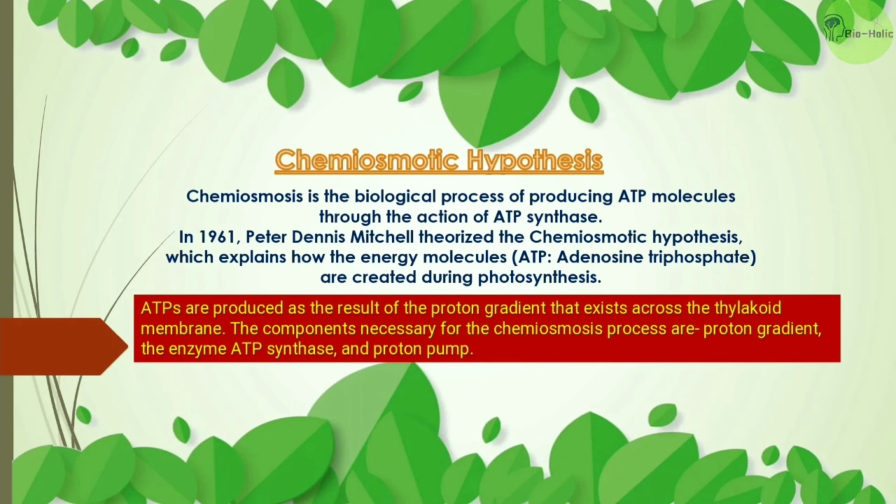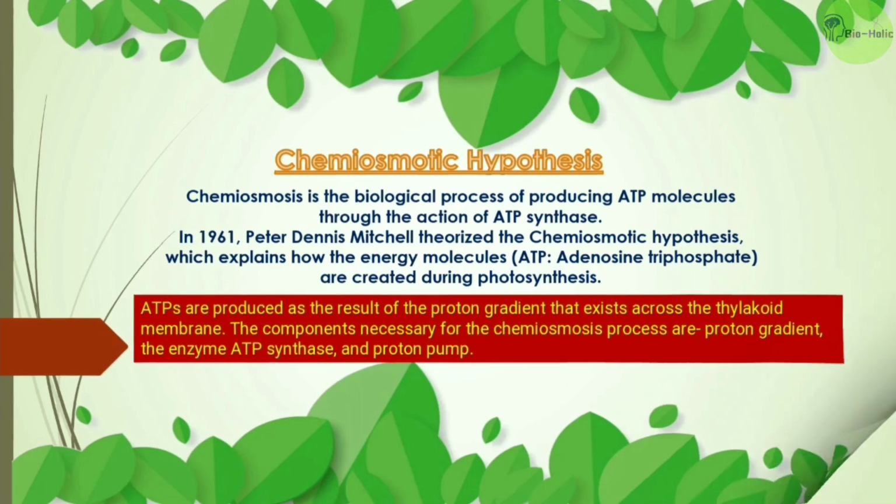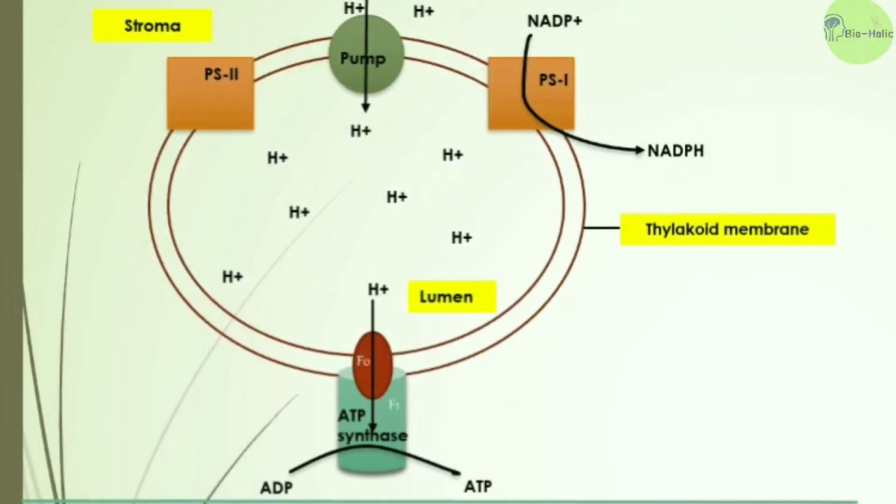The components necessary for the chemiosmosis process are the proton gradient, the enzyme ATP synthase, and the proton pump. This is the schematic diagram of chemiosmosis, where due to water splitting, protons are liberated which accumulate in the lumen of thylakoids, and outside the thylakoid membrane, that is in the stroma, protons are used to reduce NADP. So the number of protons decreases in the stroma and increases in the lumen of the thylakoid.